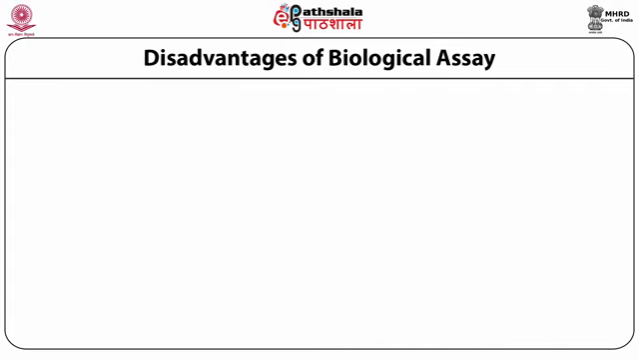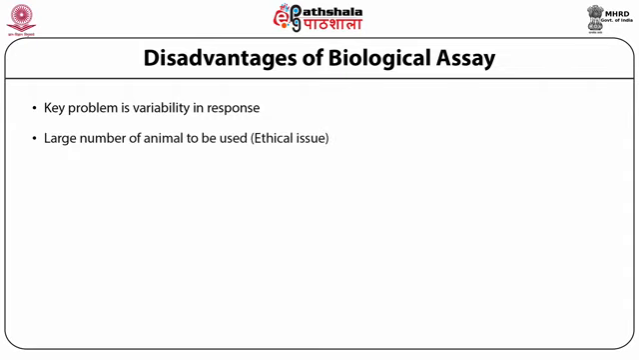Disadvantages of biological assay. Apart from advantages, biological assay systems also have some disadvantages. The key problem is variability in response. Biological assays give different responses. Sometimes they may give intraday or interday variations also. For biological assays, a large number of animals have to be used. Therefore, there is an ethical issue.